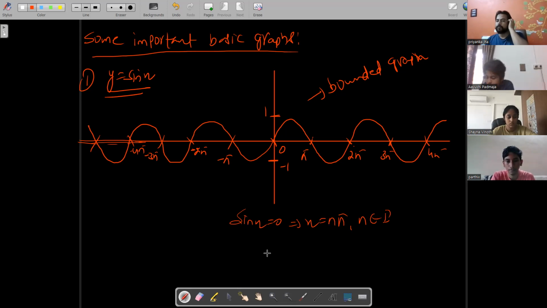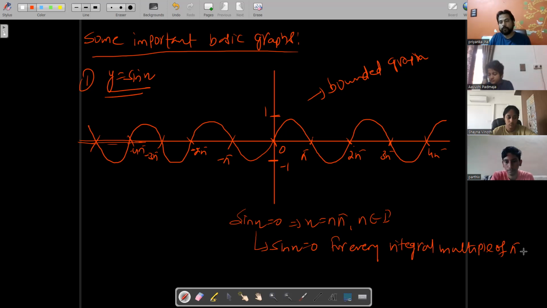So when sine becomes 0, x can be any integral multiple of pi. So we can write this as sine x is 0 for every integral multiple of pi.